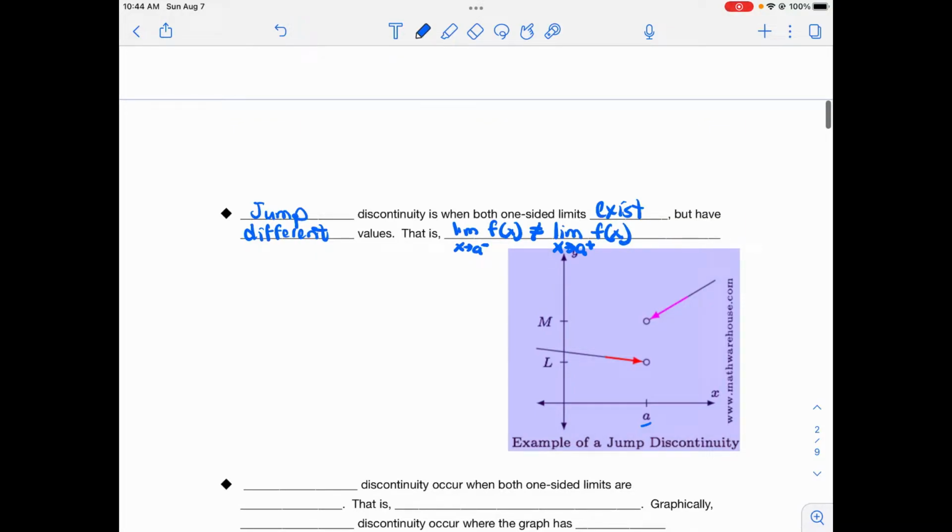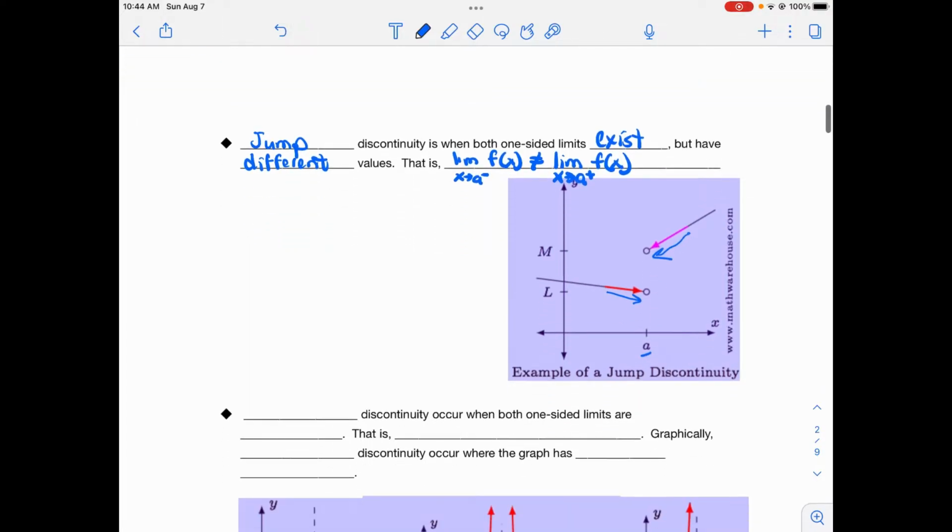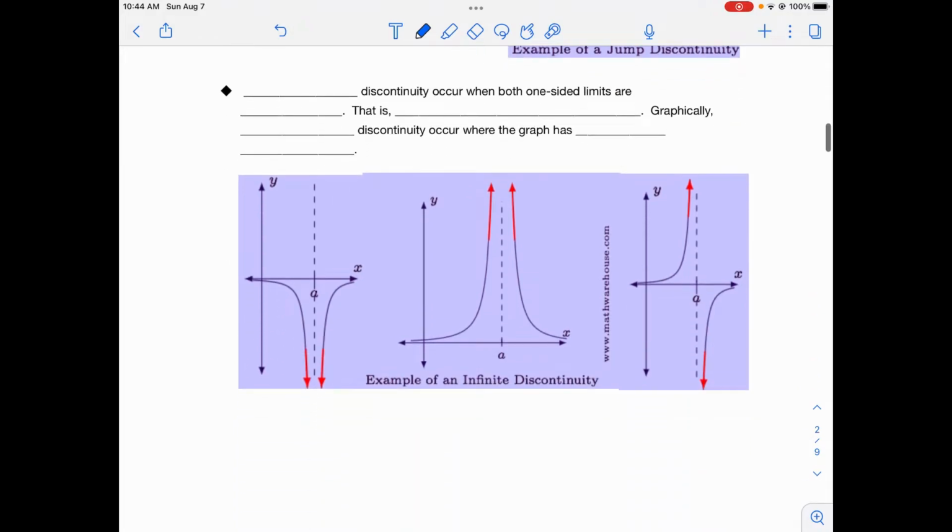Here's an example of jump discontinuity. The limit from the left is equal to L. The limit from the right is equal to M. So they're not equal. So our function has jumped. So that's jump discontinuity. All right, our third type of discontinuity is called infinite discontinuity.